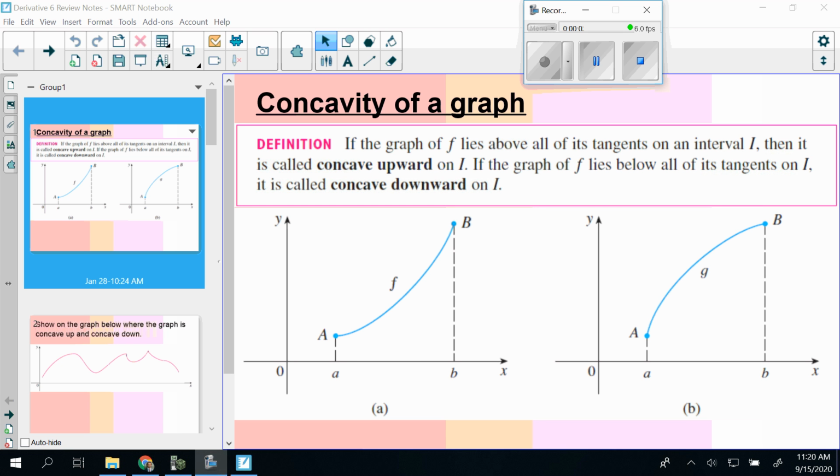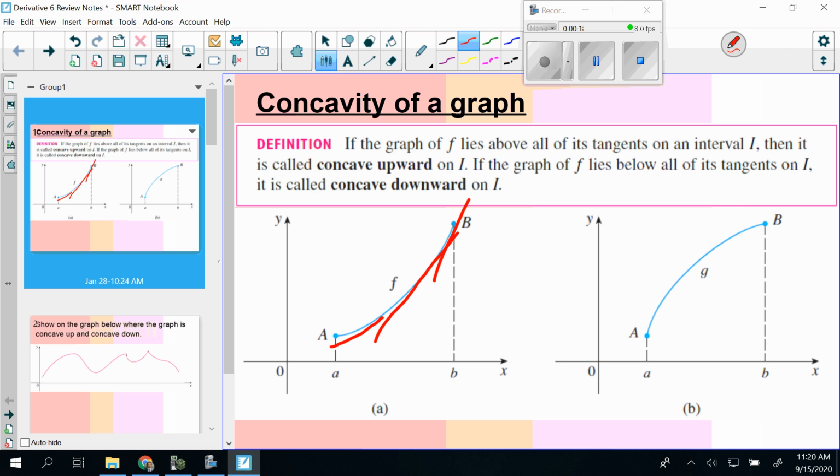All right, concavity of a graph. If a graph of f lies above all its tangent lines on an interval, then it's called concave upward. Here's an example of one. If we would draw in these tangent lines, no matter where we draw them, the whole graph always lies above those tangent lines. So we would call this an example of a graph that is concave up.